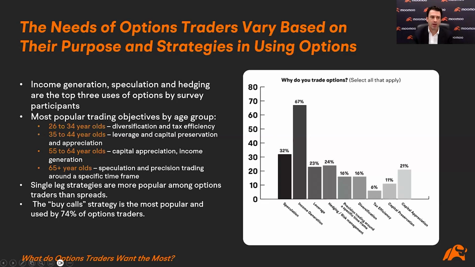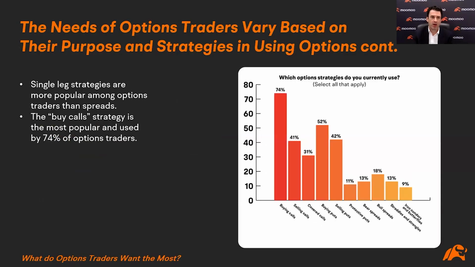That was actually used by 74% of options traders. And here you can see on this next slide, the options strategies that they're currently using. Here we can see buying calls and buying puts are the top two most popular among them, and they're more popular than the spreads. And so the spreads, or what is known as complex order types, are two different types of things.